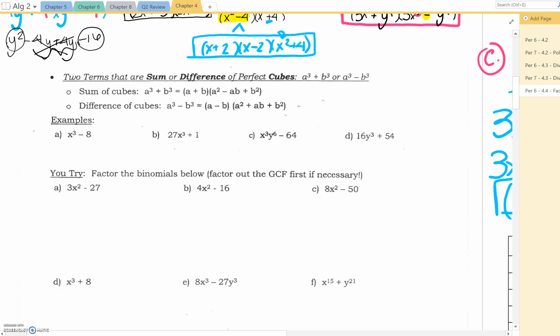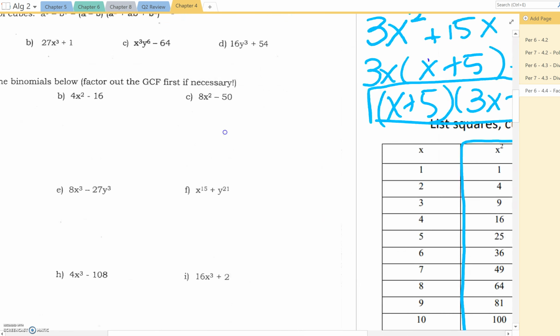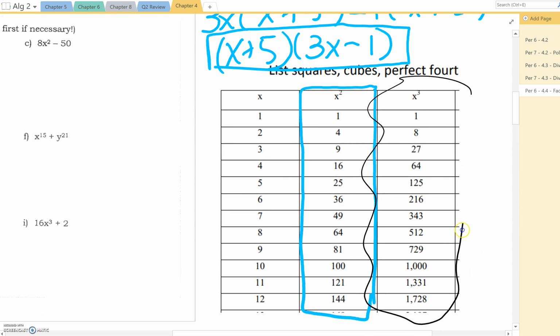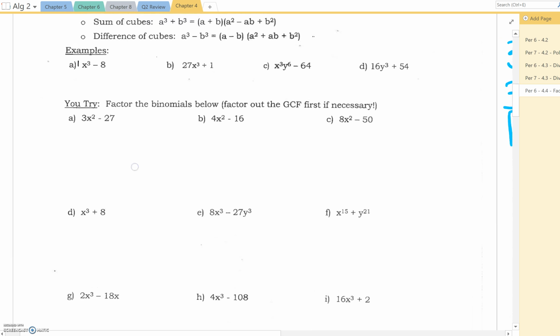I'll do these 4 examples with you guys, and then you can do the rest by yourself, and then you're going to check them. So letter A. Remember, go back to your chart. You're now looking at all of your perfect cubes. There's really a 1 here. The cube root of 1 is 1. The cube root of x cubed is x. The cube root of negative 8 is negative 2. Okay? Now, you stop there.